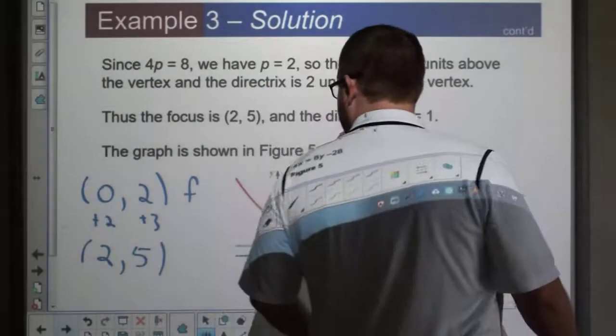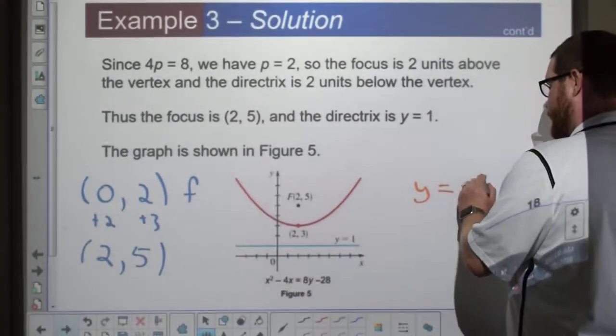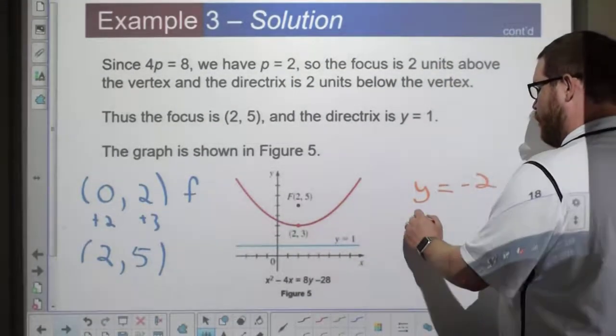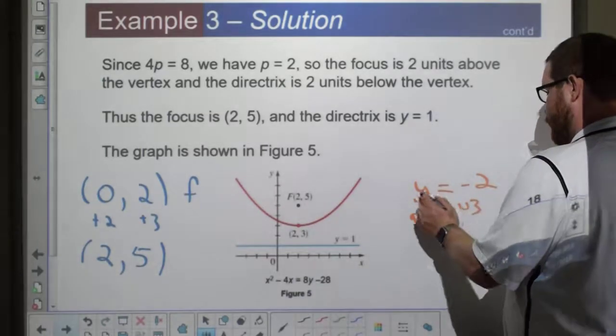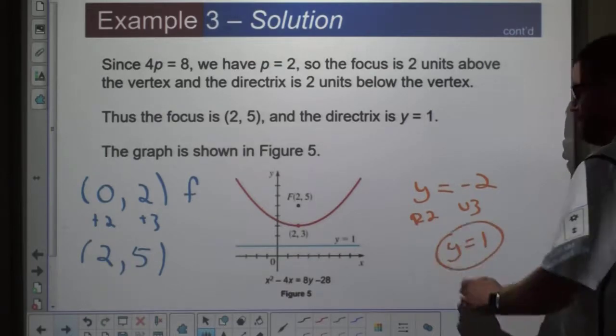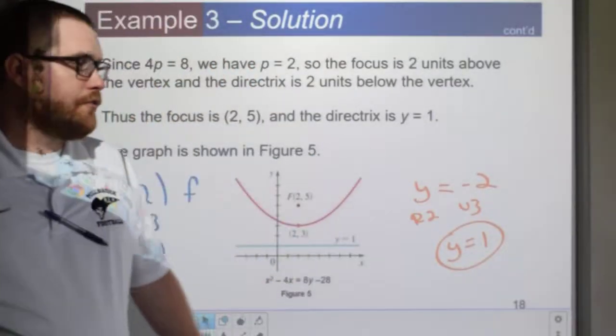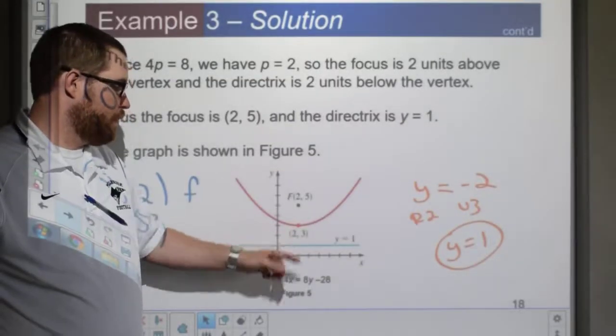My directrix is always the opposite of whatever the focus is. So it's going to be y equals negative 2. But if I go right 2 and up 3, the right 2 doesn't change it. The up 3 does. Now I'm at y equals 1. So I've just transformed what I had into the new one. The vertex used to be at 0, 0. Now it's right 2 and up 3.